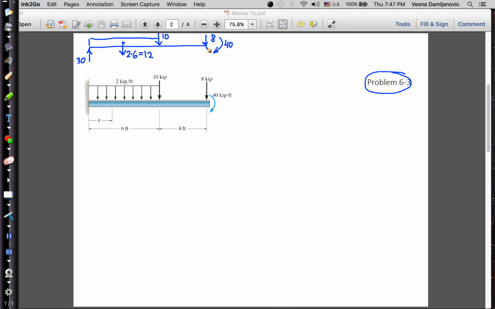If there's any doubt about your reactions, you better do sum of x's and sum of y's and sum of moments, whatever you need, equal to 0, and then calculate from that. But I can see that this is an easy one, and we can easily calculate it.